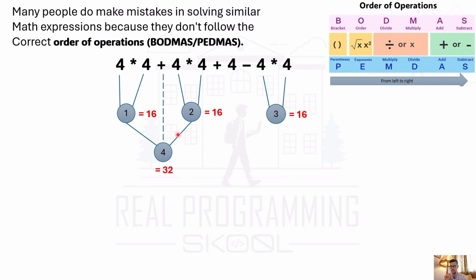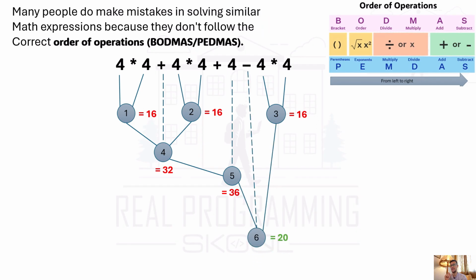And I take the result of this. I say 32 plus 4, which gives me 36. And now I end up just with the minus. So I say 36 minus 16, which gives me 20. So this is the final result for this math expression.